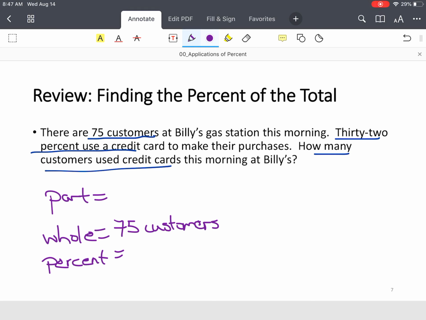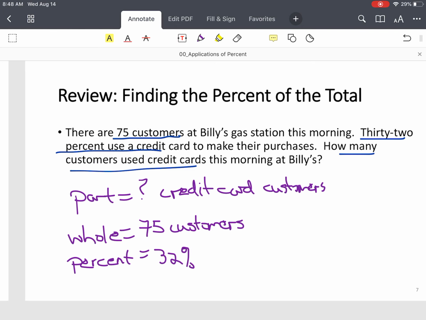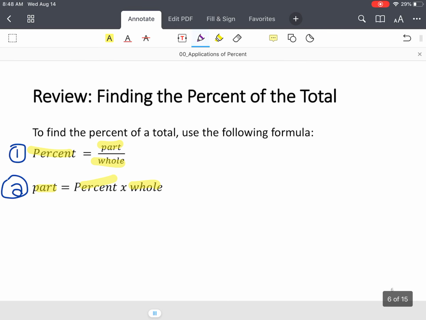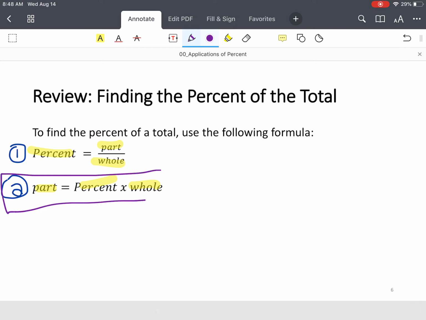The part, we don't know. We want to know how many of those customers use credit cards? So we're gonna say that's an unknown, all right? We use variables or words for unknowns. Percent, they told us 32%. All right, so now we've got everything identified. We're looking for a part, so let's go back one page one more time. So we're looking for a part, which means we're gonna use the second formula, okay?